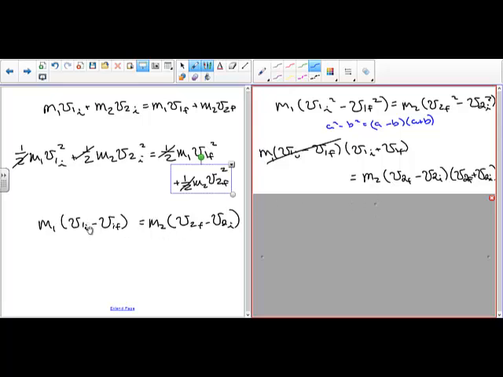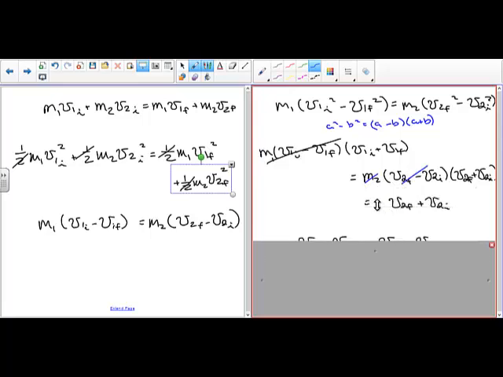But if you look here, from conservation of momentum, I've got m1 times v1 initial minus v1 final, and that's equal to m2 times v2 final minus v2 initial. So that's m2 times v2 final minus v2 initial. So these are the same thing, and so they can cancel out. And all you're left with now is this part, v1 initial plus v1 final equals v2 final plus v2 initial.